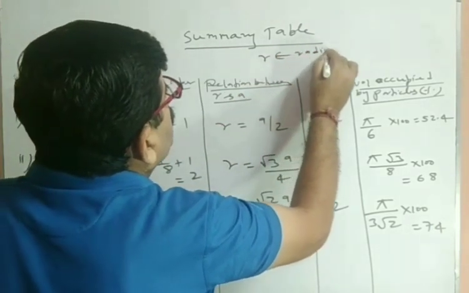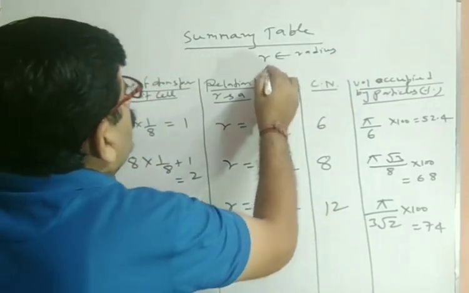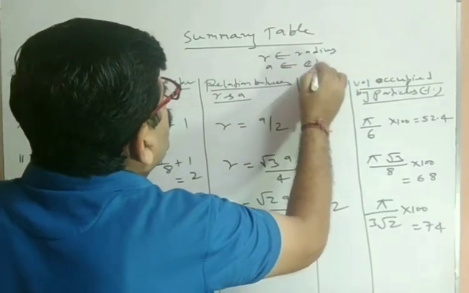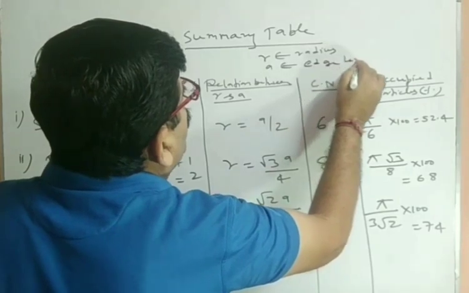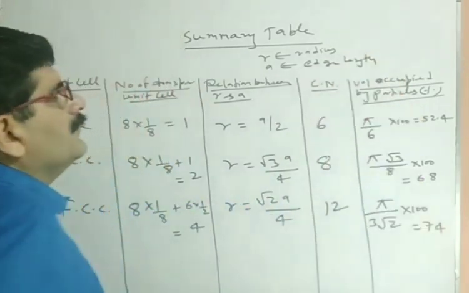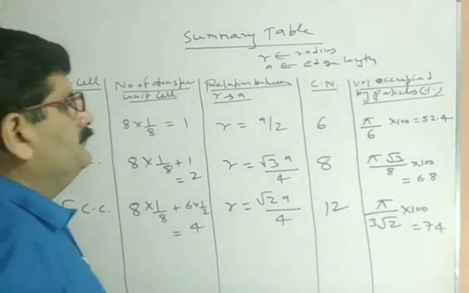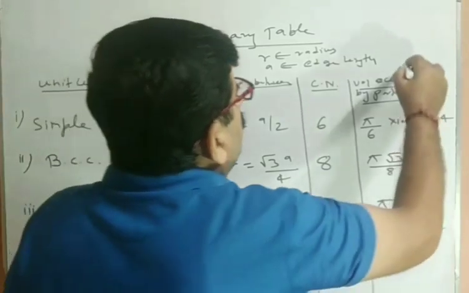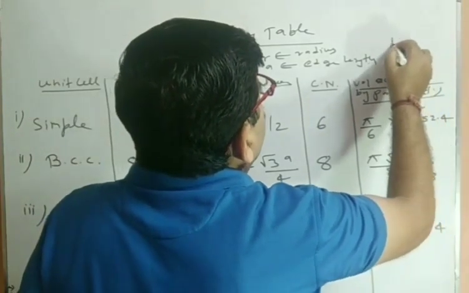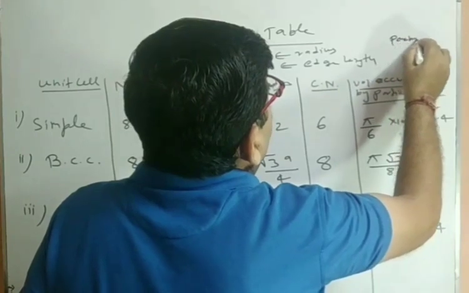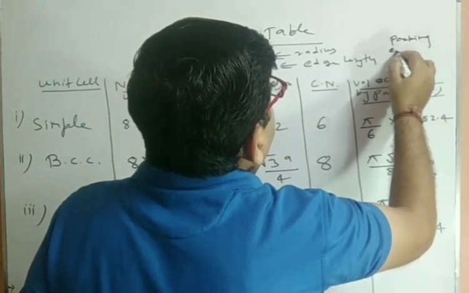Radius. A is the length, R is the radius of a sphere. Volume occupied by particles means what? Packing efficiency.